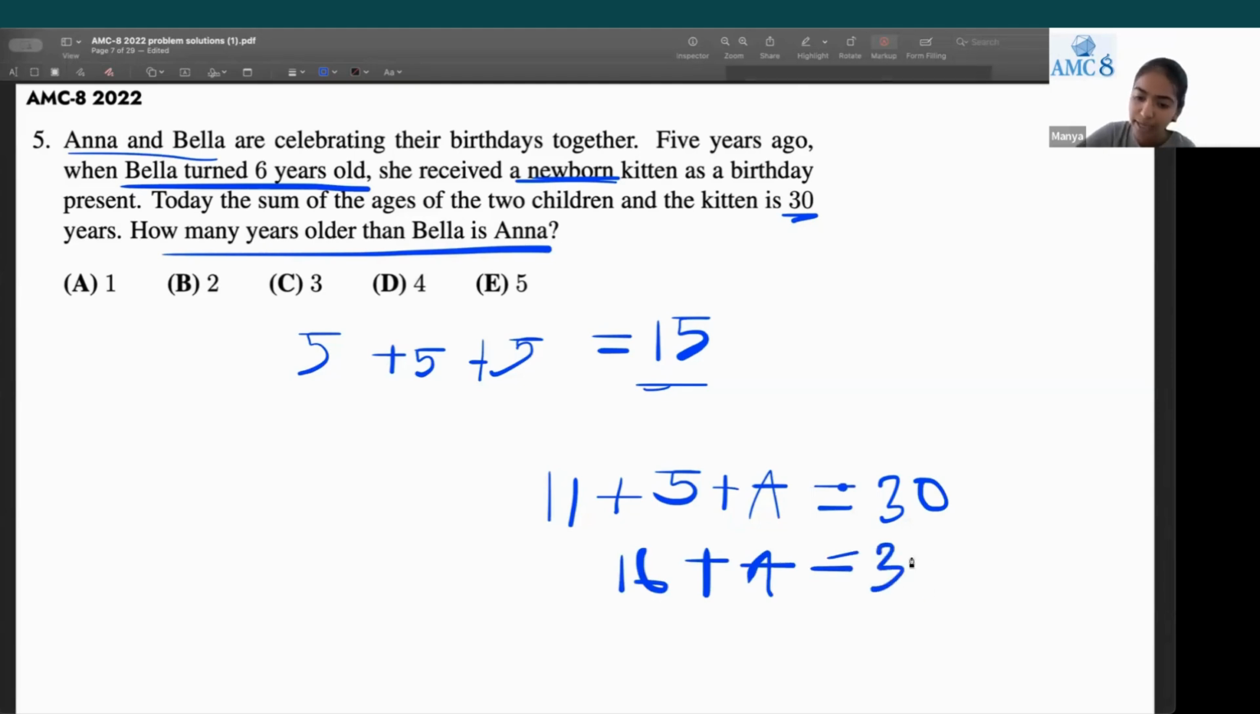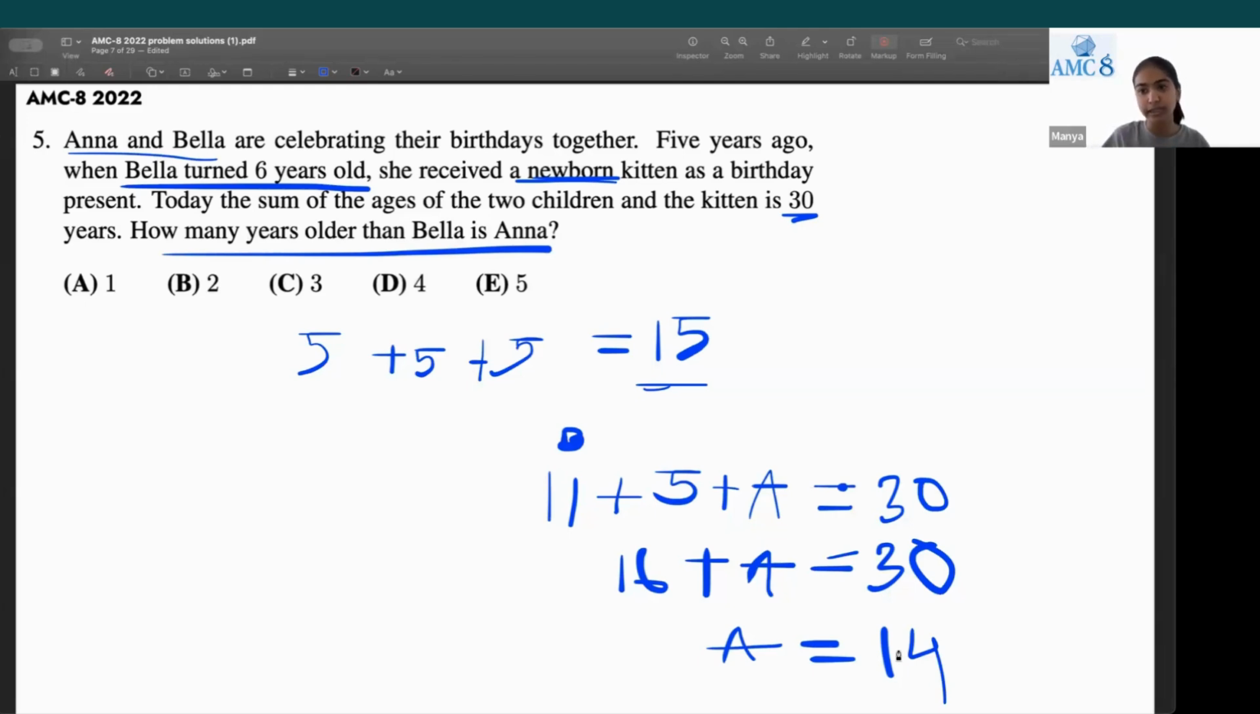Well, how do we find what A is? A is just going to be simply 30 minus 16. That's A equals 14. And so that's the age of Anna. But we need to find the difference between Anna's age and Bella's age. Remember how Bella is 11 years old and Anna is 14 years old?